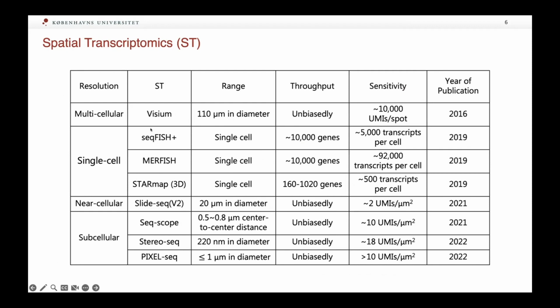So barcode-based methods like Visium, Slide-seq V2, Seq-Scope, Stereo-seq, and Pixel-seq can detect RNA molecules unbiasedly, but some of them lack sensitivity, like Visium, whose sensitivity is relatively low. The sensitivity has been improved since Slide-seq V2, but unfortunately it sacrificed the resolution of the sequencing. It can only detect at near cell resolution.